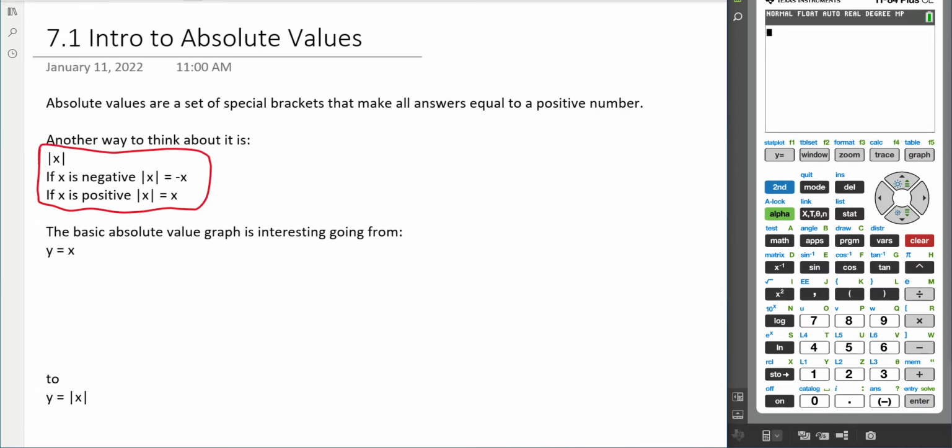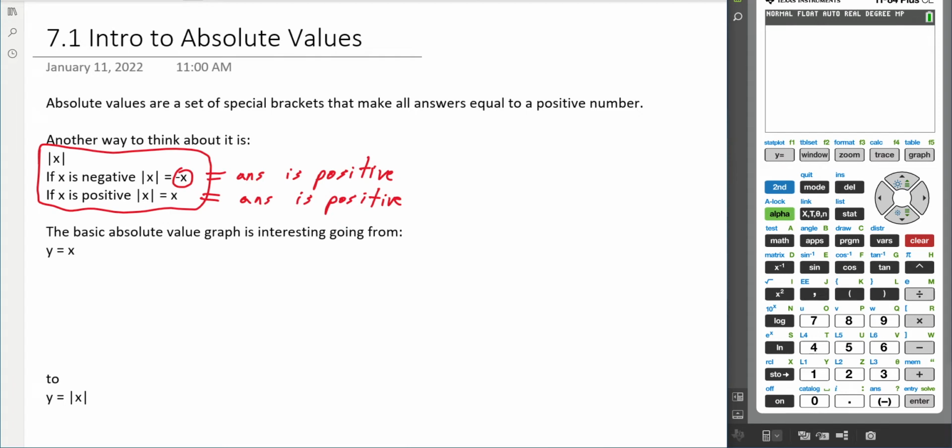If x is negative, then if you take the absolute value of x, you multiply it by a -1, and that means the answer is positive. Okay? If x is positive to begin with, you don't do anything different, and the answer is still positive. Basically, the answer is always a positive number. All right? So the answer of an absolute value bracket is always a positive number.